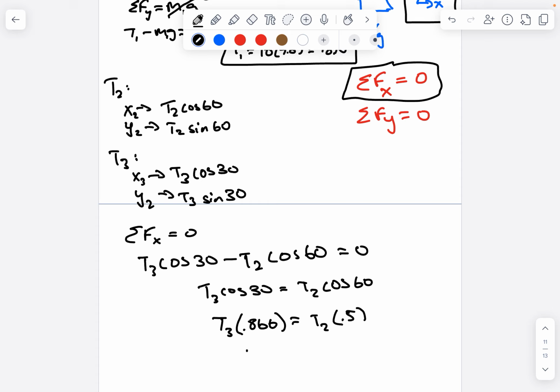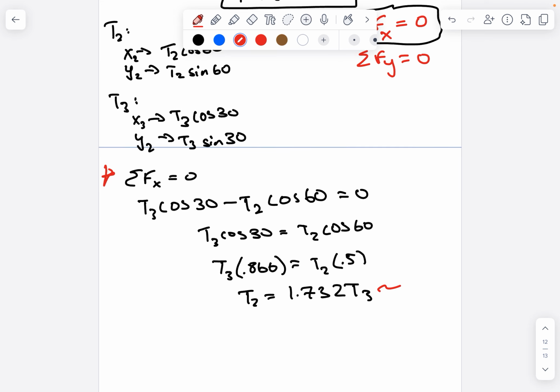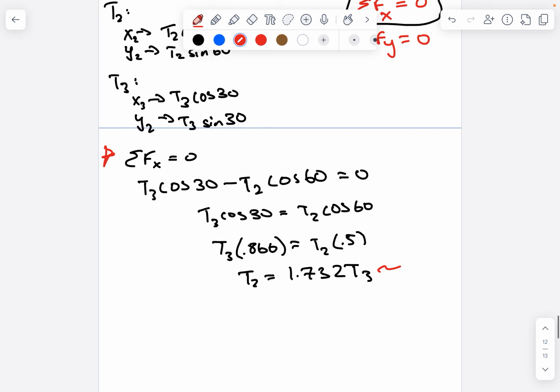And I'm going to rewrite this in terms of T2. So we get T2 is equal to 1.732 T3. So this is going to be one of our first governing equations because, again, we are trying to solve for T2, T3. And we got this all from sum of forces in the x direction is equal to 0.